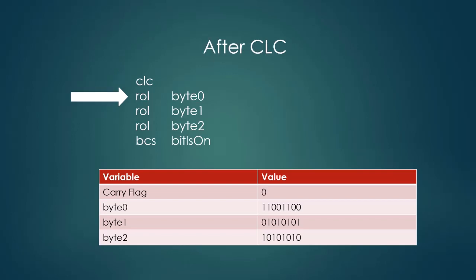CLC is the clear carry instruction. So the carry flag is set to 0 and the program counter advances. The ROL is the rotate left instruction. It will shift all the bits in the target left, shifting the carry flag into the low order bit and the high order bit into the carry. Here, we aren't shifting the bits in a register, but directly in memory, a very useful capability.